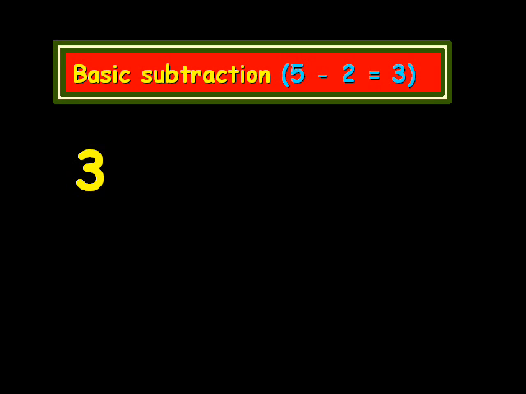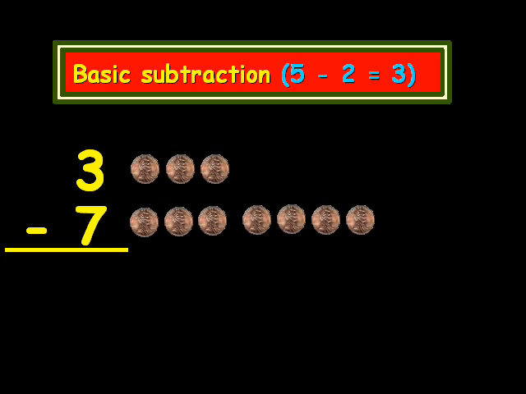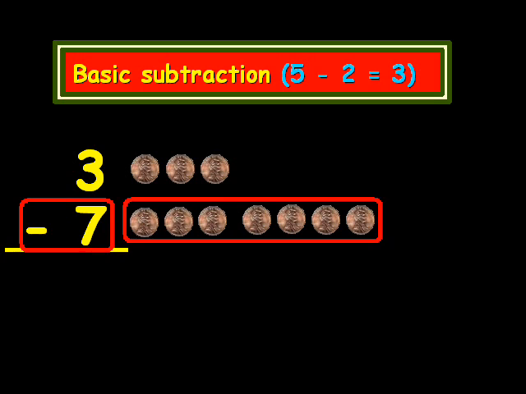We have the number 3 and we are subtracting 7, and in this case we're going to use pennies as our unit. So we have 3 pennies, and we for some reason agreed to give a friend 7 pennies, but we only have 3 that we have on us. And we're giving a friend 7, so we're subtracting 7.